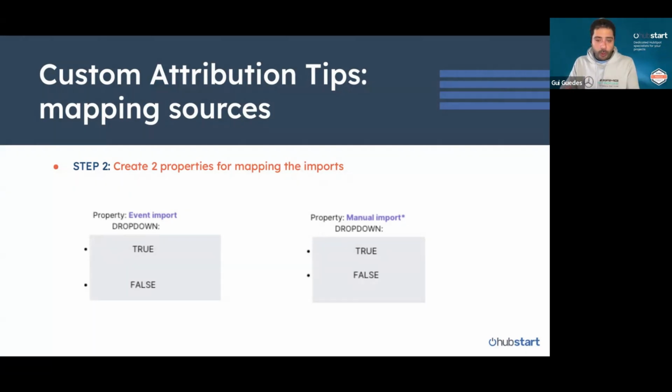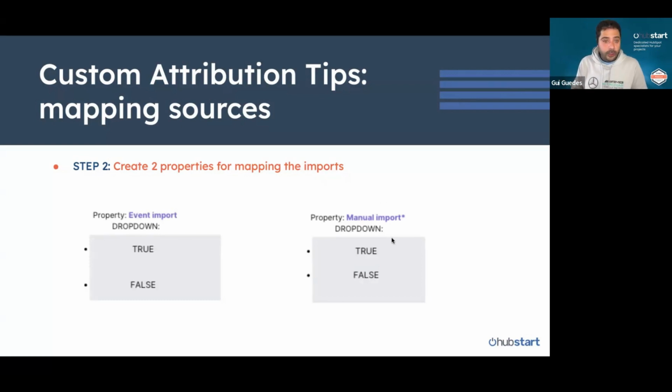So you're going to import this CSV file or Excel file or spreadsheet, and you need to have a nice understanding of where they came from. I suggest creating these two properties. One is called event import. It's just for the account to understand whether this import came from an offline event or just a manual import.